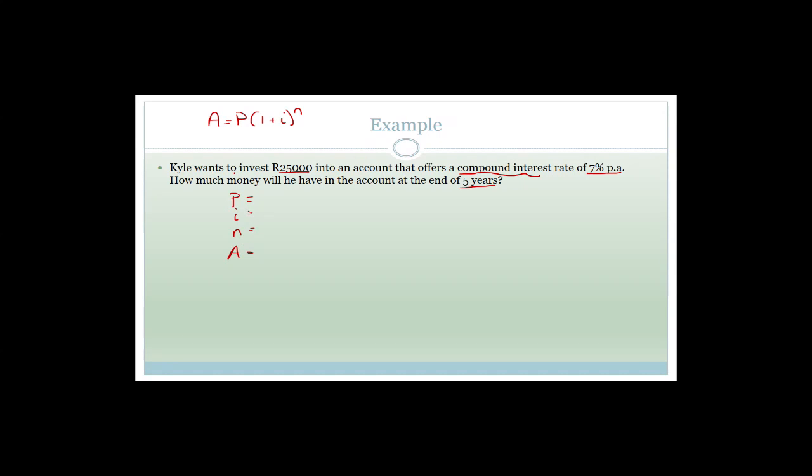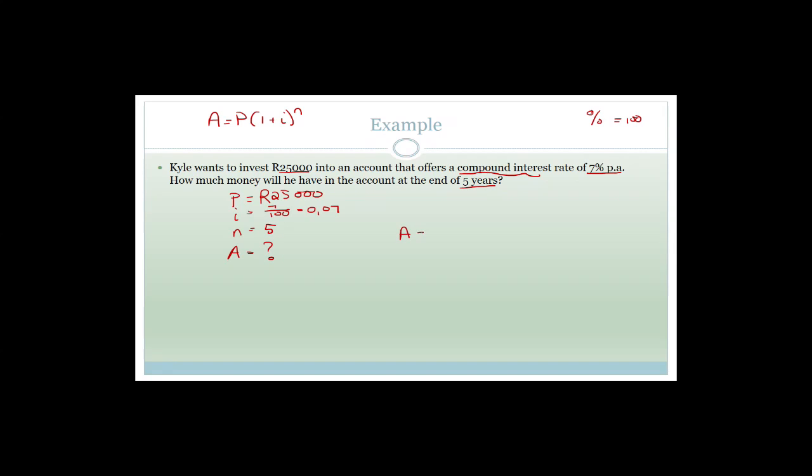So first of all, he wants to invest 25,000 rand. So that's your 25,000 rand there, into an account that offers a compound interest rate of 7% per annum. Now remember what I said to you, this has to be a decimal. So the only way we can do it is divide that by 100, because that's what this percentage sign means. This percentage actually means 100. You see, one, there's the line and the two zeros, that's actually 100. So we go 7 divided by 100, which is 0,07. n for grade 10s is number of years, so therefore that's 5 years. And A is the amount of money that we're going to get out. And it says how much money will he have in the account? So that's what we're working out now.